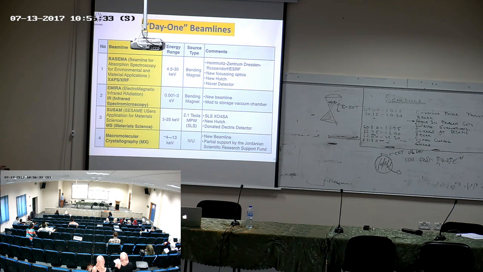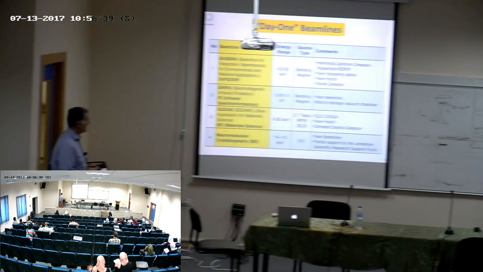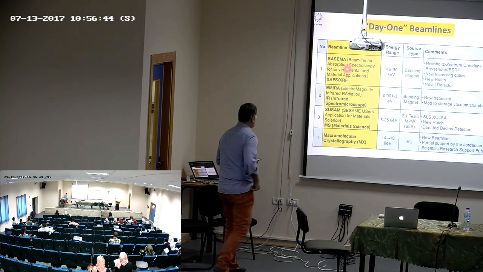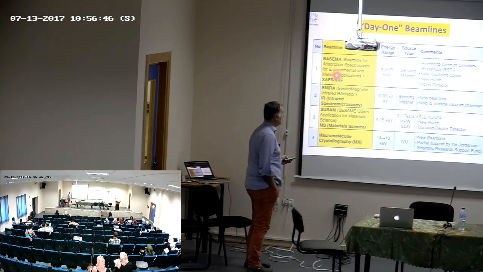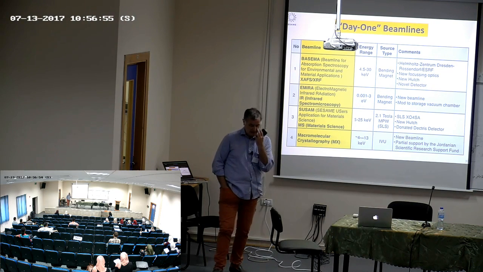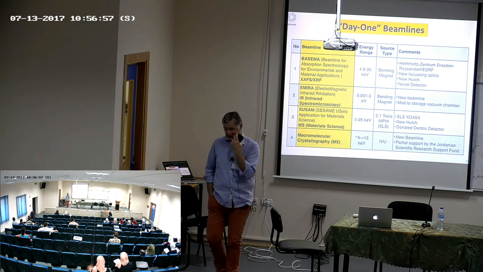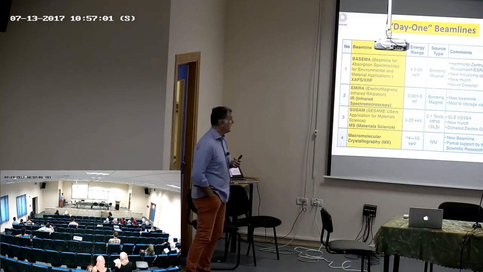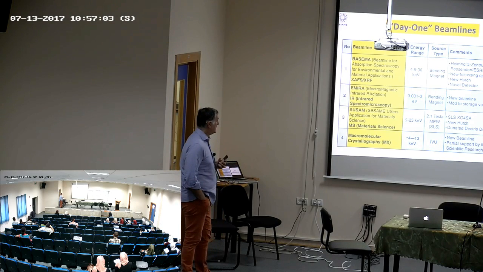However, we had to install a new infrastructure, including the X-ray radiation hatches, and we're going to have a new detector, a novel detector, which I will describe with some details. EMIRA is the electromagnetic infrared radiation beamline, and it covers, of course, a very low energy range. It's entirely new. It's being built in collaboration with Soleil, the synchrotron radiation laboratory in France.